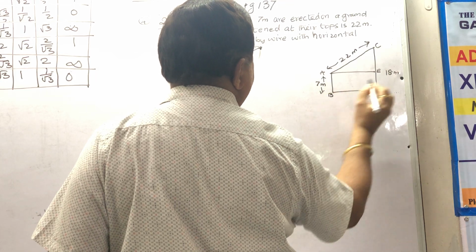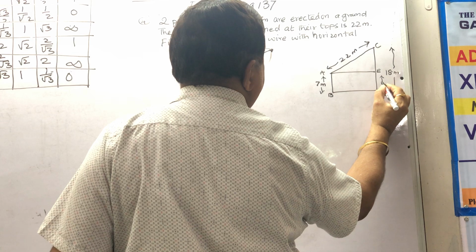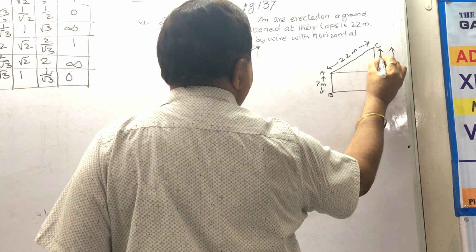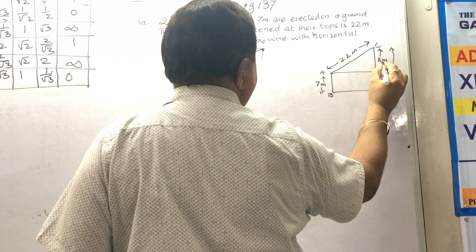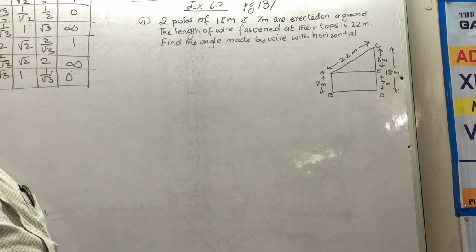And pole 1 is 7 meters, pole 2 is 18 meters. Out of 18, this is 7, like last time. This is 11. Learn to subtract. 18 minus 7 is 11.